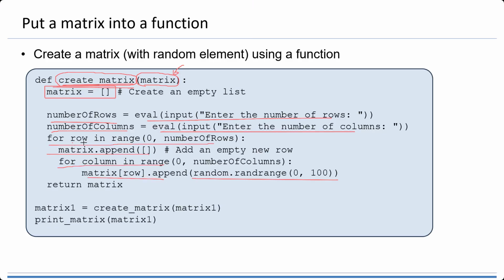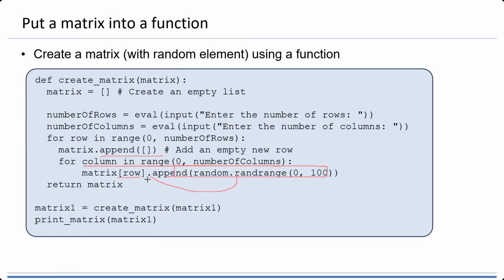So we loop from index 0 until the number of rows. For every row, we append one new empty list. After we have a new empty list, then we can go to every single value in the column. And then we append a new randomly generated value into this particular row. After we finish with this loop, we will return the matrix.